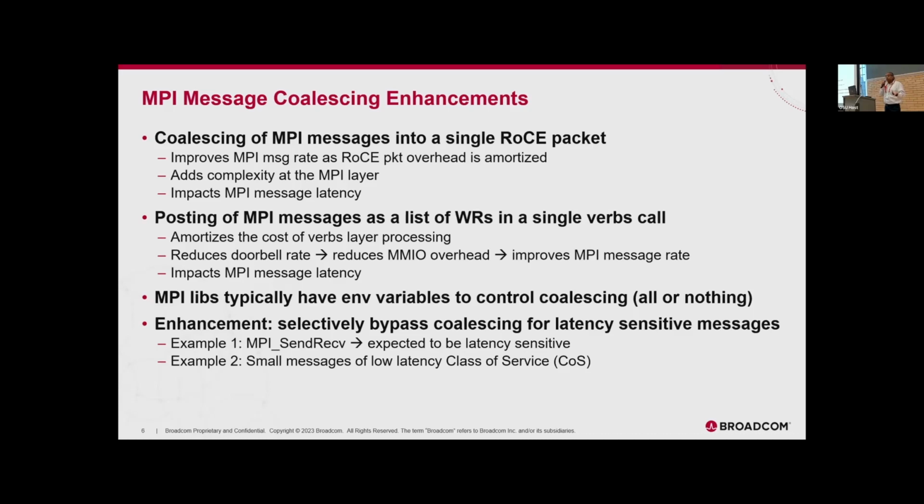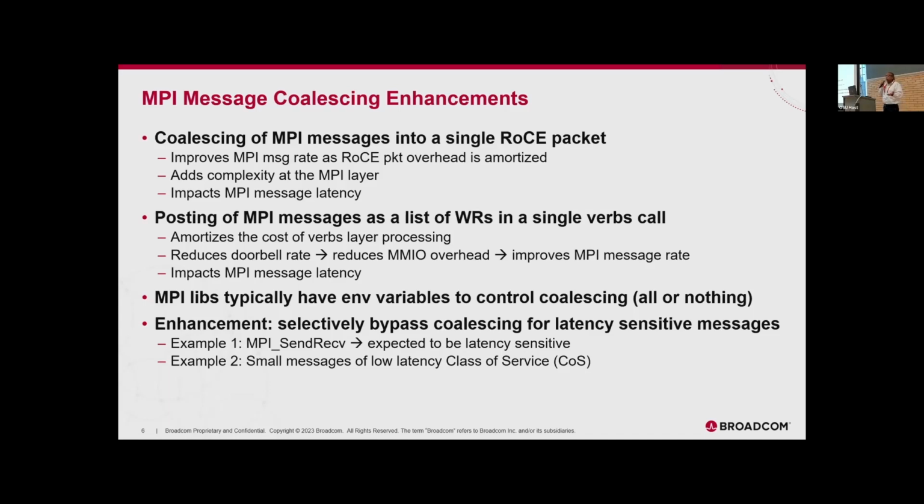This may adversely impact your message latency. So every time I see coalescing, I run into this. Most of the time you have some kind of control variable which says whether you enable coalescing or not. So it's all or nothing. It doesn't work for all types of traffic. So how do you come up with some kind of sweet spot where you do not impact the latency of the messages, and still allow coalescing for the messages you want to? That's what I will call selective bypass of coalescing.